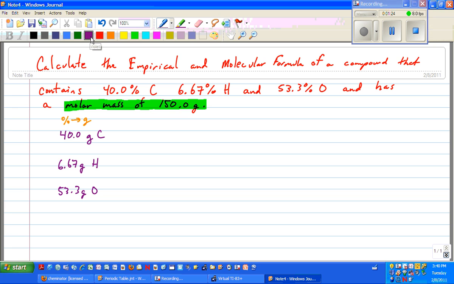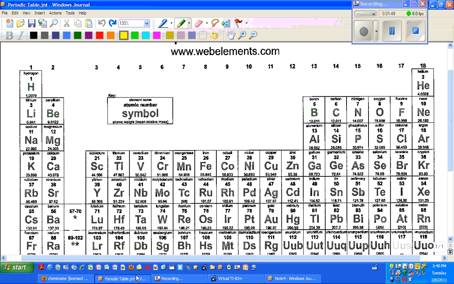The next thing we're going to do is convert those grams to moles. So we go times, times. Got 1 mole of carbon, 1 mole of hydrogen, and 1 mole of oxygen. On the bottom, we're going to put our molar masses, which we'll get from the periodic table. Just a little refresher. Periodic table, there we go. We've got carbon, we've got oxygen, and we've got hydrogen.